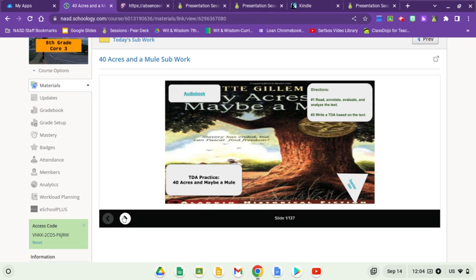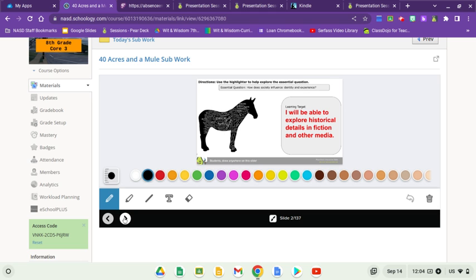So this is 40 Acres and Maybe a Mule. Some of it you're going to read on your own today, some of it you won't. While we're reading, we're going to explore historical details in fiction and other media. How does society influence identity and experience? Well, you can look at some words in that text that tell you what influences identity. Family definitely does. Try and use a highlighter if you can.